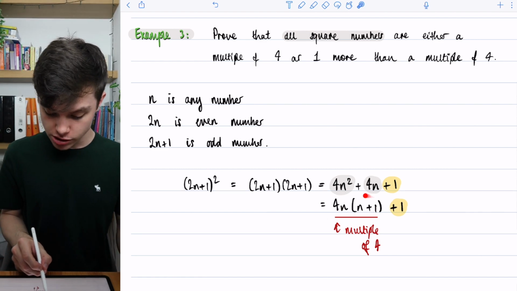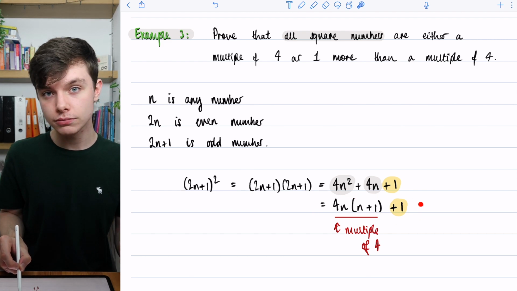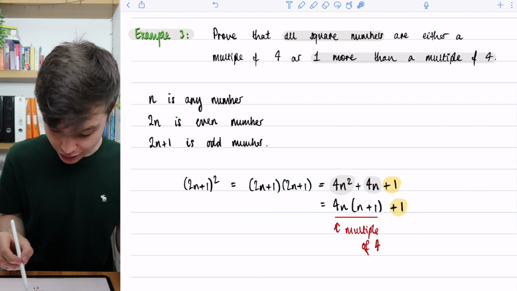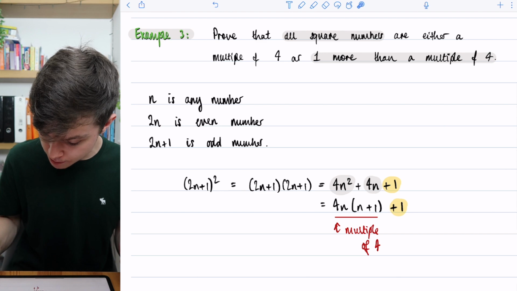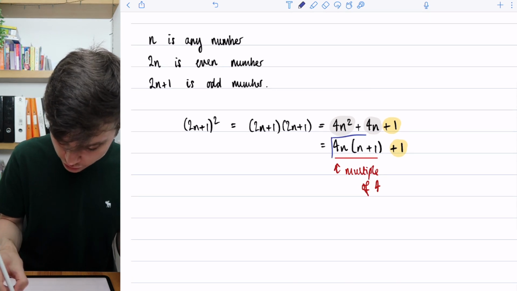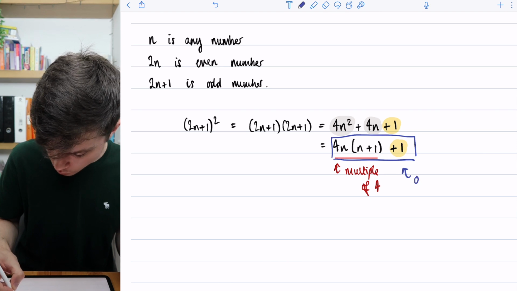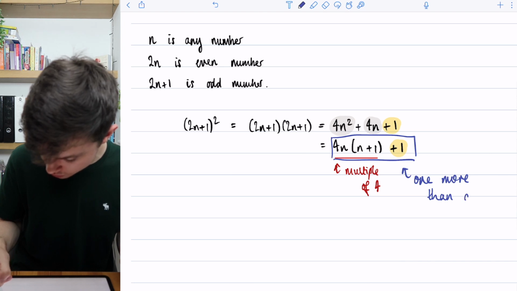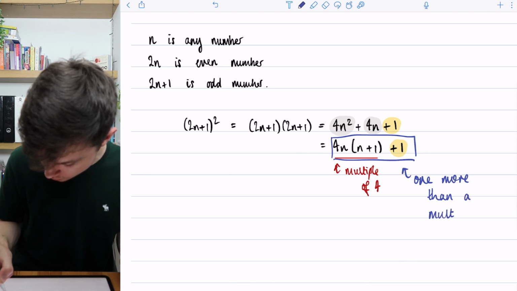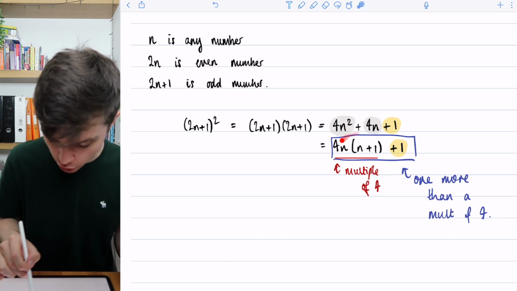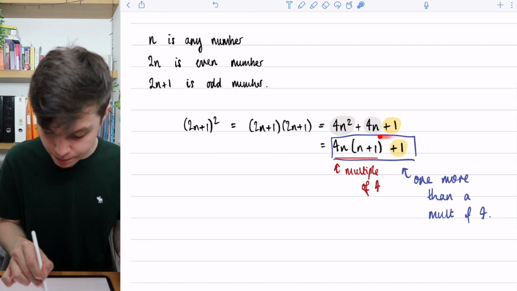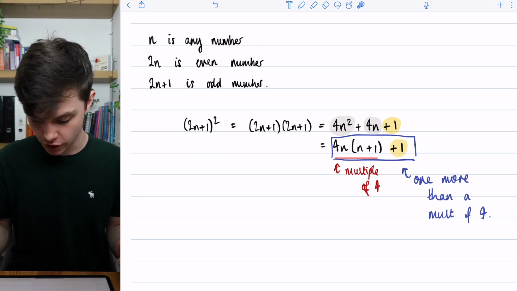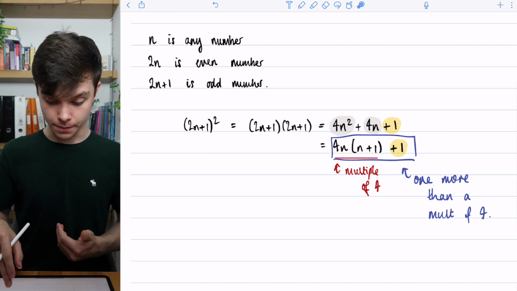So what we have is a multiple of 4 plus 1. Well, that's something that we're trying to prove. 1 more than a multiple of 4. This here is then clearly 1 more than a multiple of 4. All of that there is 1 more than a multiple of 4, because we're adding 1 to a multiple of 4. So there's half of the proof done, okay?